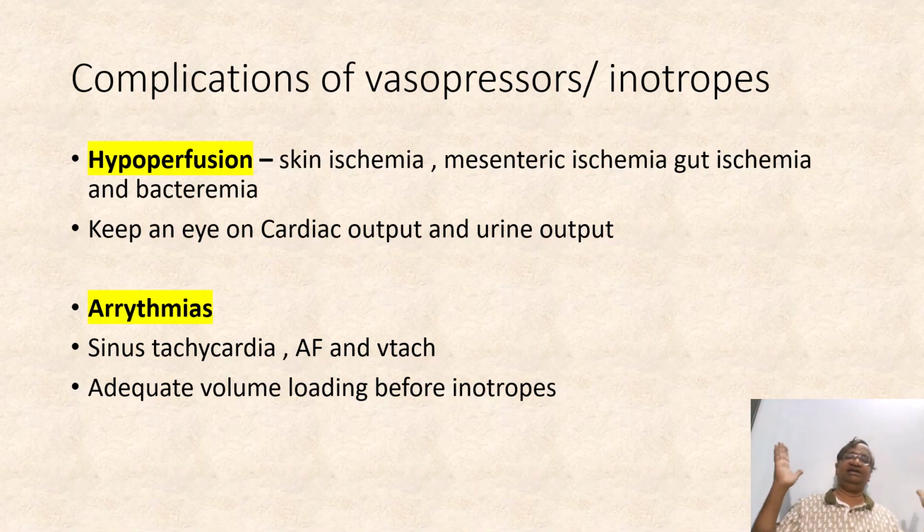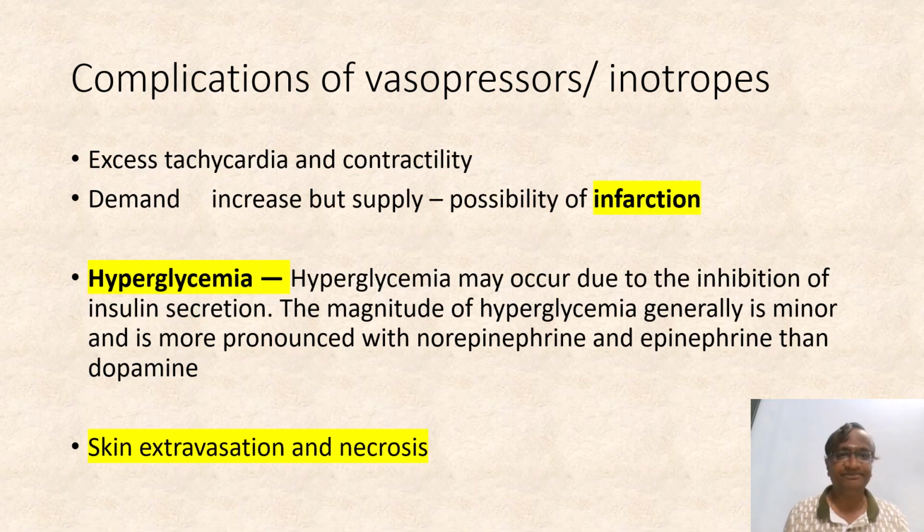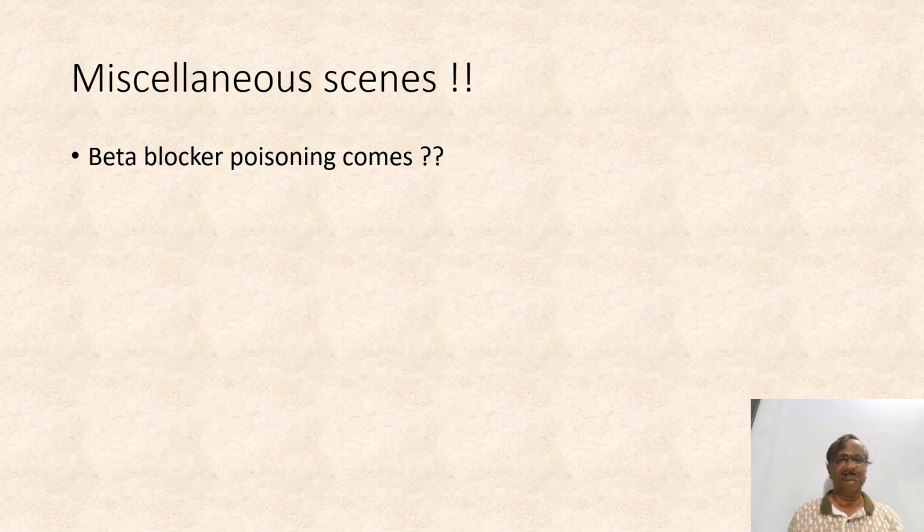Increase the SVR, maintain the BP, and don't be happy because cardiac output is decreased, urine output is decreased, patient will slowly go into acidosis. Your MAP is fine, and you are correcting acidosis. Complications: excess tachycardia may be a problem with acute myocardial infarction, hyperglycemia, skin extravasation, and necrosis.